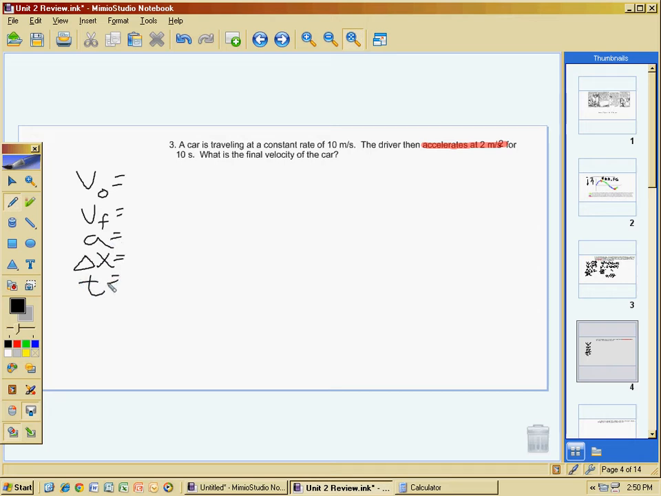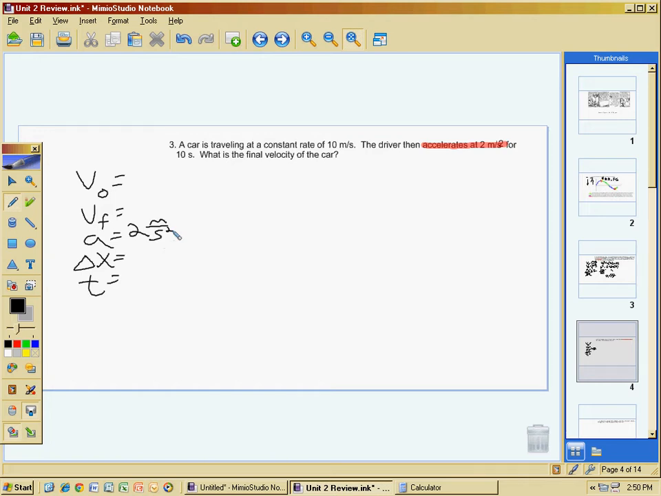Alright, so a car is traveling at a constant rate of 10 meters per second. The driver then accelerates at 2 meters per second squared. Hey, guess what? That's probably our acceleration. For 10 seconds. What is the final velocity of the car?